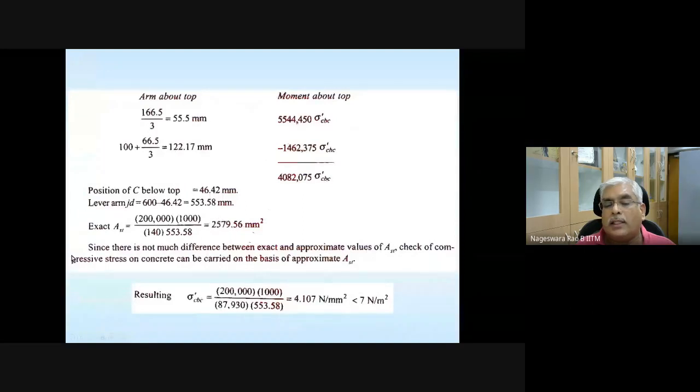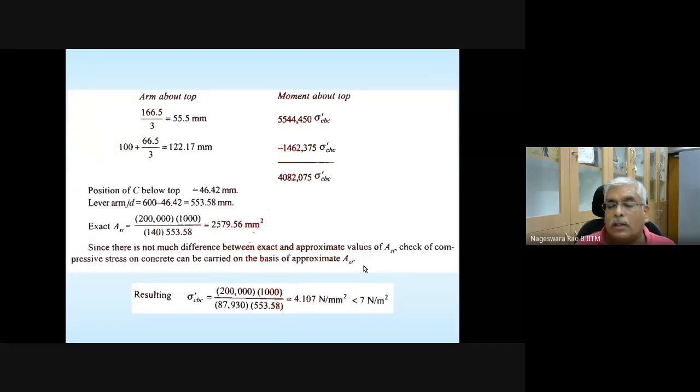Since there is not much difference between the exact and approximate values of area of steel, you can proceed further. Check of the compressive stress on concrete can be carried out on the basis of approximate AST.